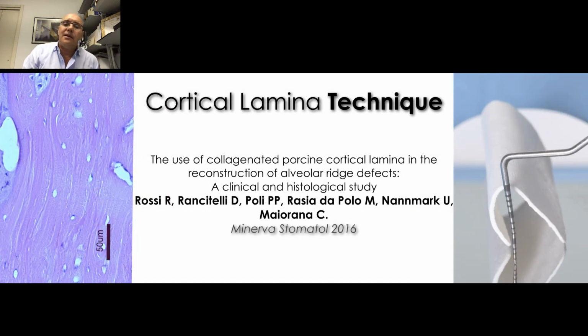Actually, one of the best publications was done with a group of Professor Carlo Majorana at the University of Milan in 2016, because we did a study on humans that was also histological and histomorphometric. Basically, we treated patients in the posterior resorbed mandible where we did augmentation with the cortical lamina. Then when it was time to place the implants, we took three fine biopsies, and we sent them to Gothenburg, where Professor Nanmark processed the histological sections, showing that the lamina completely evolves and converts into vital bone.